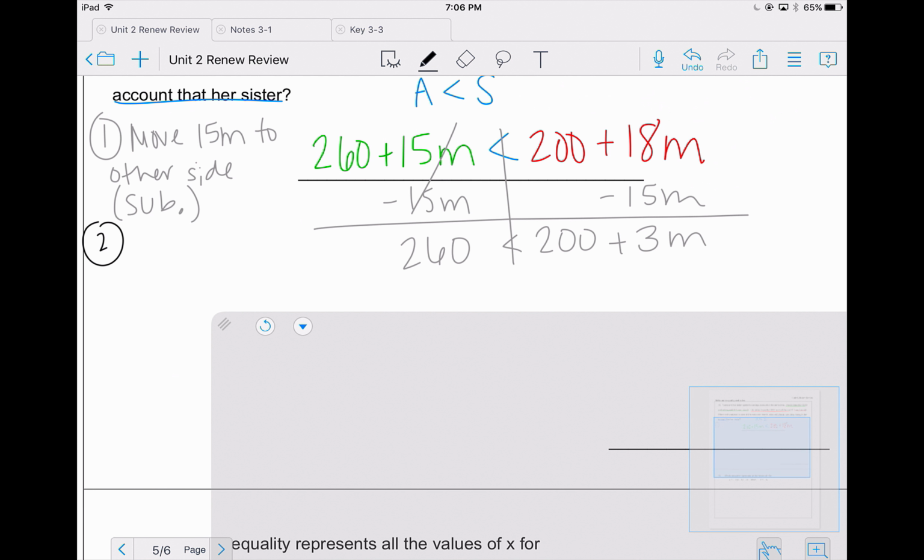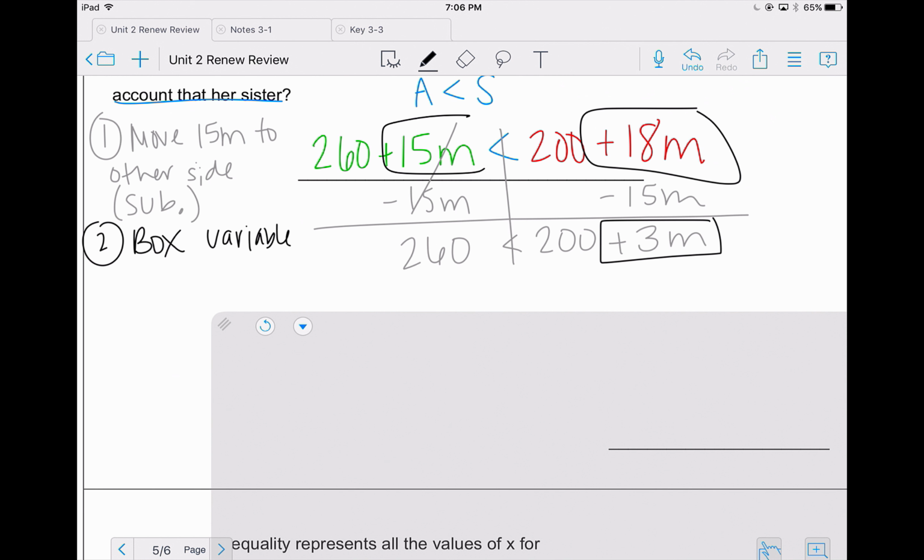Step 2, I can now box my variable because I only have one on one side. If you try to do that at the beginning, you would box here and see that you need to put your boxes together through the opposite operation.